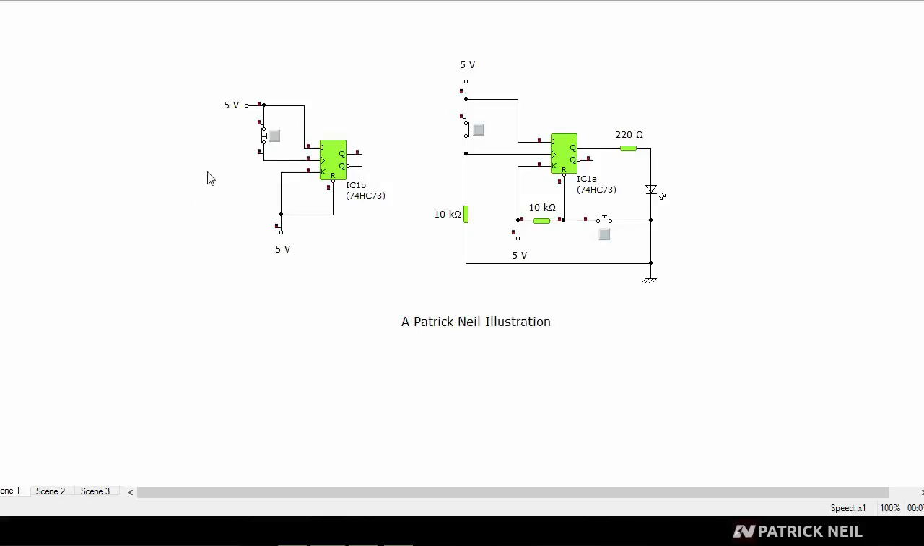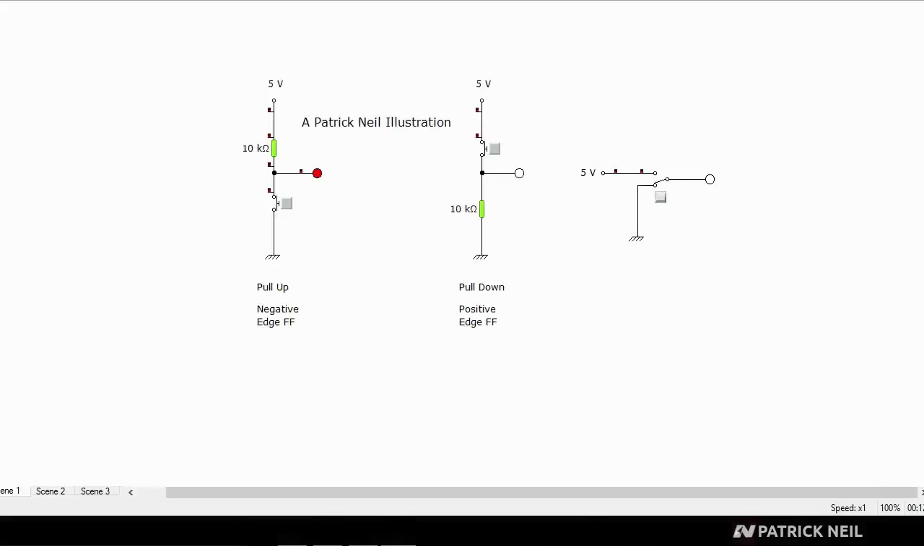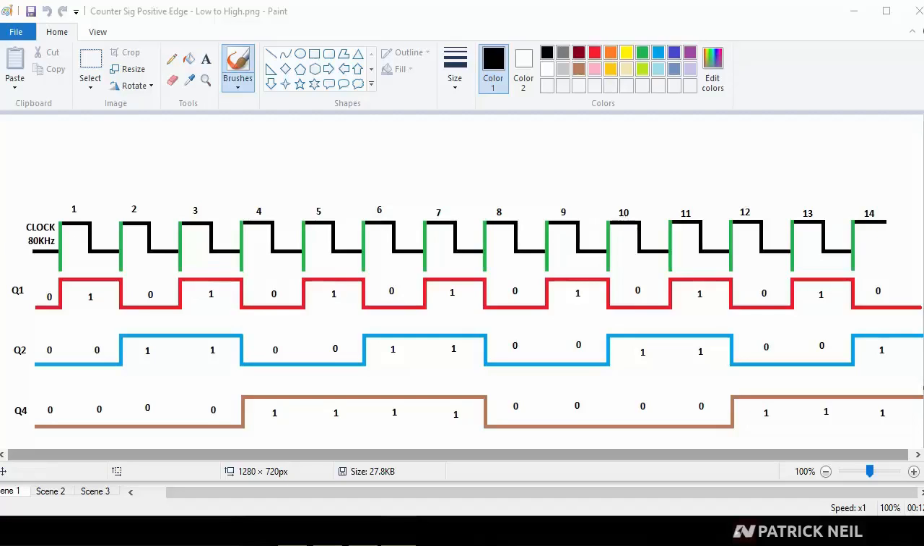And this may not make sense right now, but it's because of this that flip-flops are able to count. So if you have a positive edge flip-flop, you would use a pull-down circuit, and if you have a negative edge flip-flop, you would use a pull-up circuit. I will show you why the terms positive edge and negative edge are used instead of pull-up flip-flop and pull-down flip-flop. This is called a clock signal.